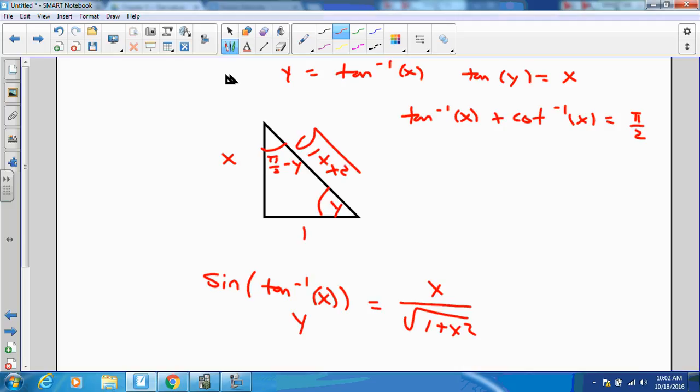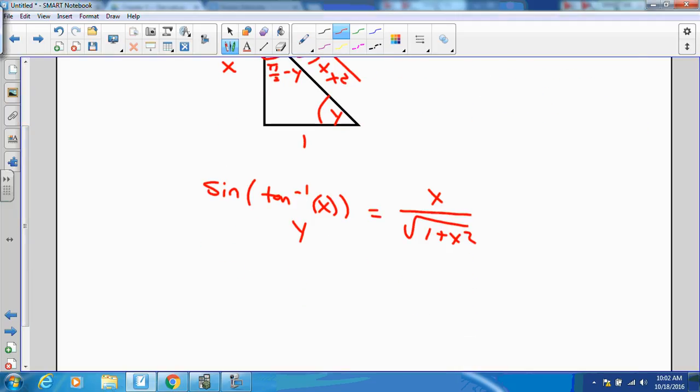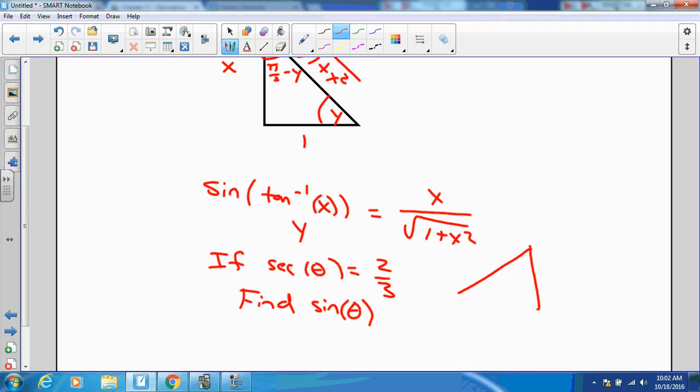And I'm done. Isn't that nice? This means, among other things, that I can solve for all sorts of nifty types of relations. For example, if secant theta is equal to 2/3, find sine theta. That looks like a horrible problem. I've got to find an angle, then I've got to find a sine.